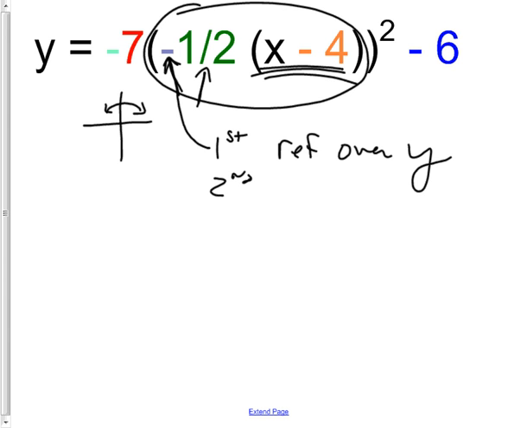Second thing. Well, it's stretch before you flip normally, so we're going to flip before we stretch. But wait a minute, that's not really a stretch. Or is it a stretch? It is a stretch. On the inside, a half seems like it would make it half as wide. We can't trust things on the inside, so it makes it stretch twice as wide.